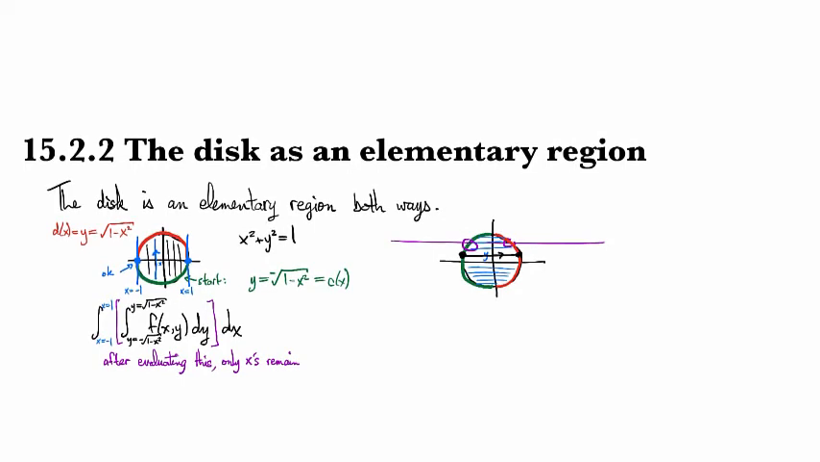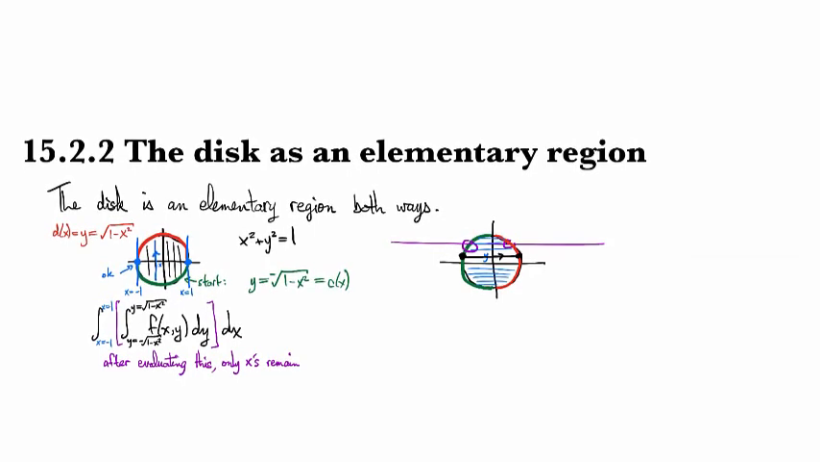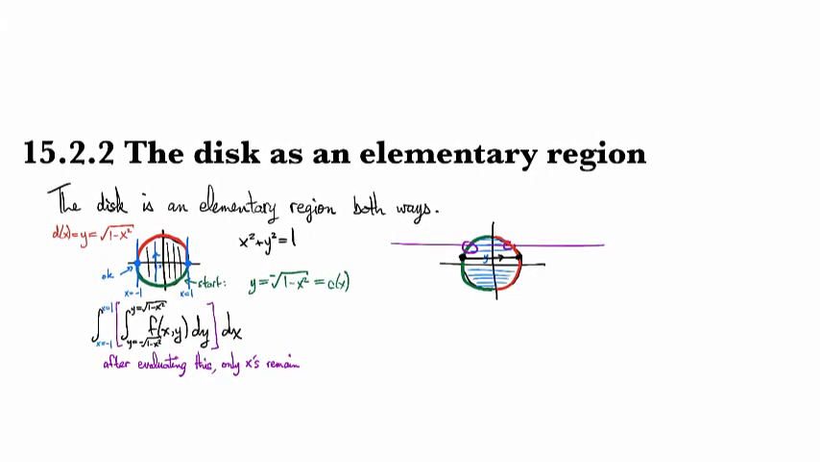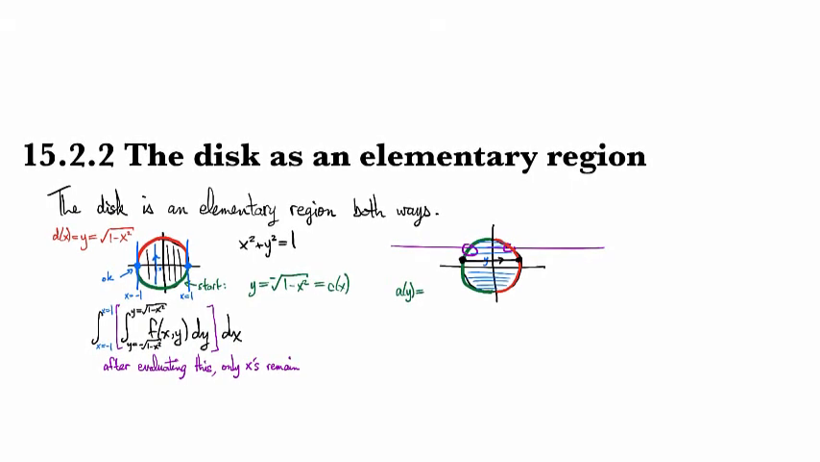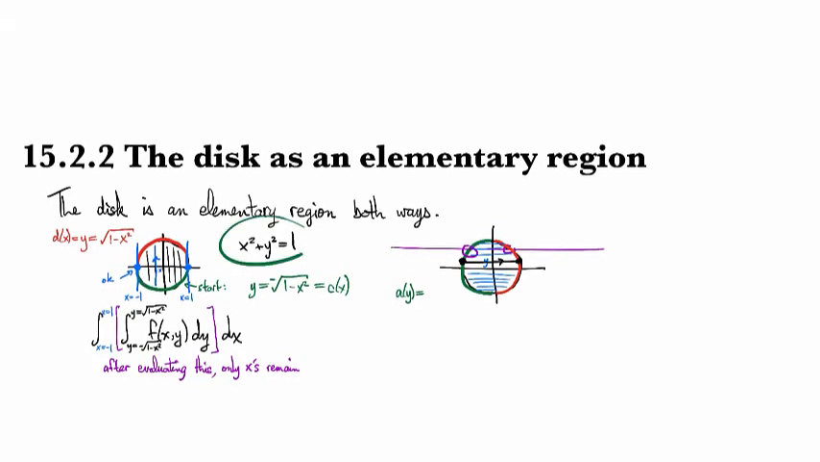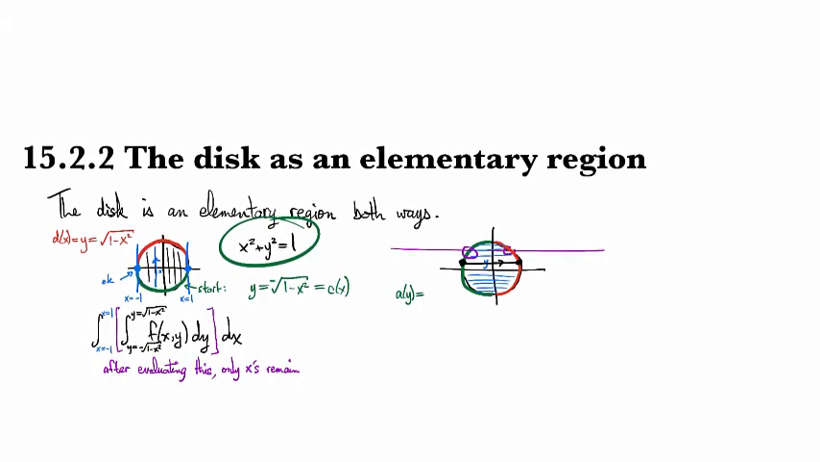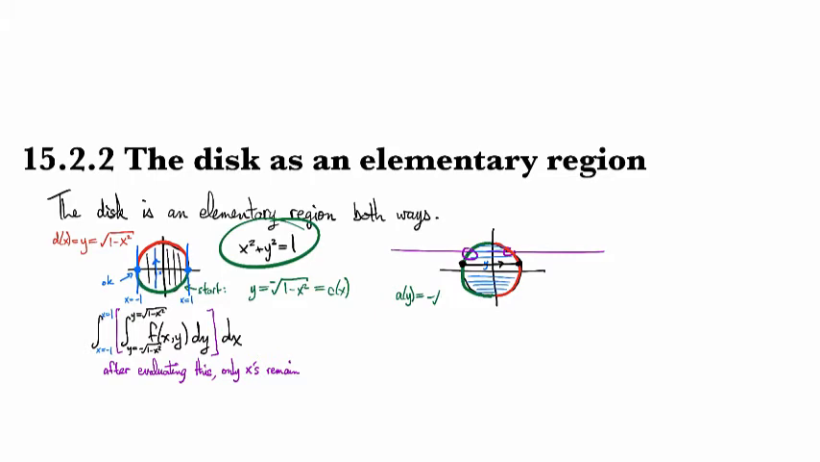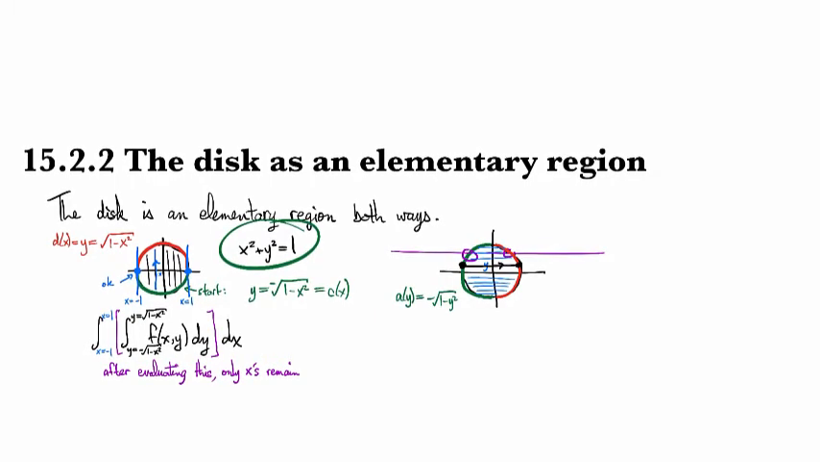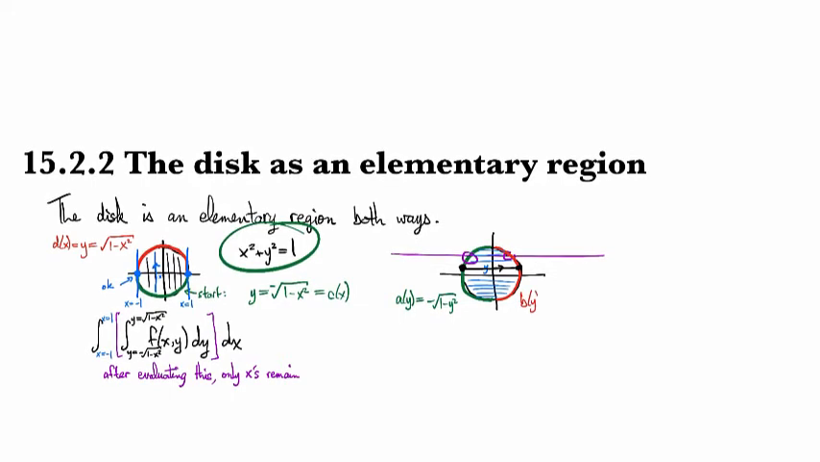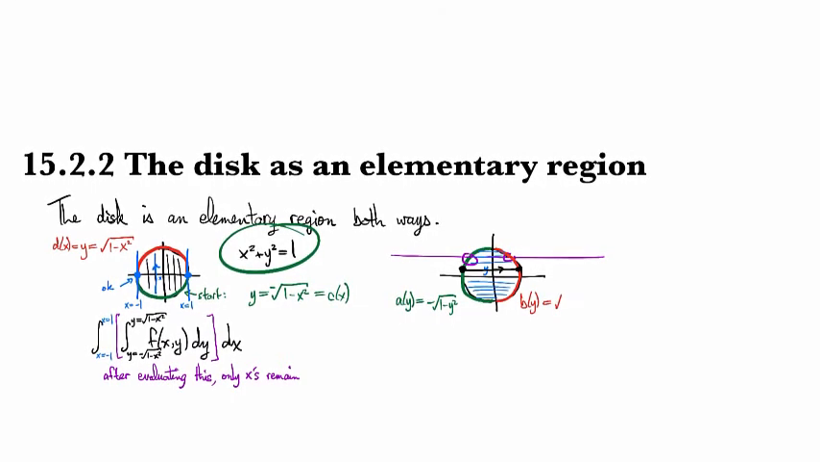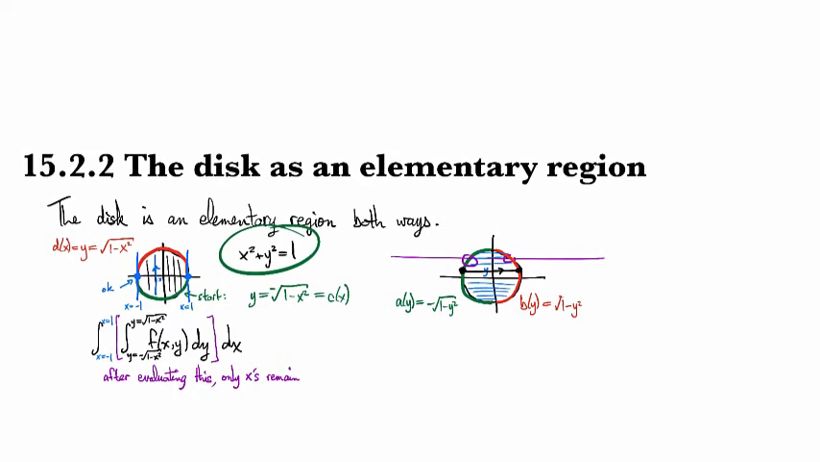Okay, so we're going to be going from, now on the left, we have our a of y, which is, going back to the same formula, going to be the negative square root 1 minus y squared. And over on the other side, we have our b of y, our ending zone, which is going to be the positive square root of 1 minus y squared.